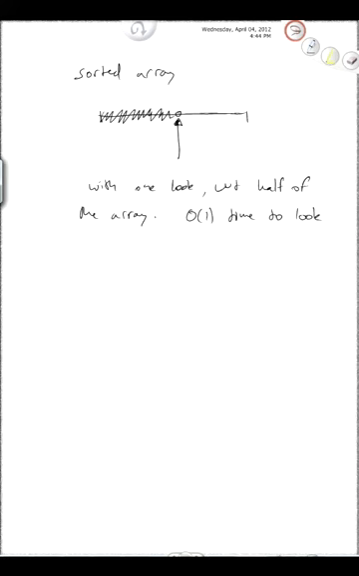Because the array is contiguous in memory, looking at the middle here just takes me a single addition and an address jump. So it's very fast to look at this middle element. And so the number of times you have to divide n by 2 to get to 1 is log 2 of n.